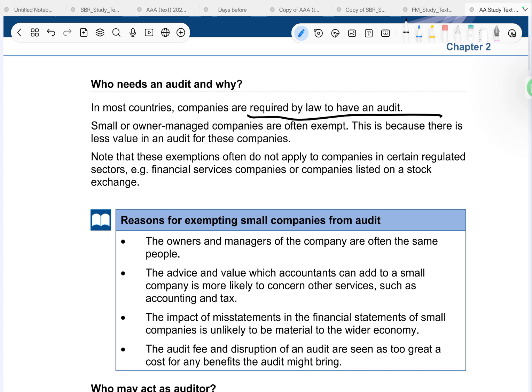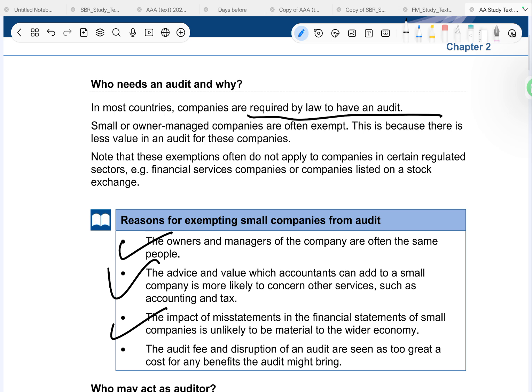Let's quickly go through the reasons. First, in many small businesses, the owners and managers are the same people. So the people preparing the financial statements are also the people using them. Because of this, there is less need for an independent auditor to provide assurance. Second, accountants usually add more value to small businesses through other services such as accounting support, tax advice, or financial planning rather than performing an audit. Third, the impact of mistakes in the financial statements of small companies is unlikely to affect the wider economy. In other words, even if there is a misstatement, it usually does not create a big economic risk.